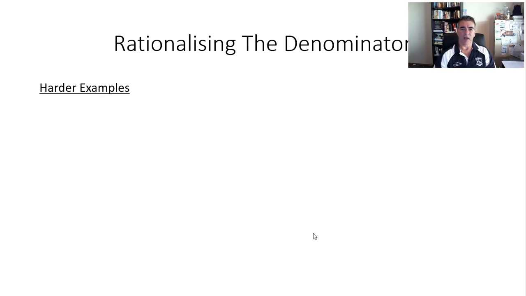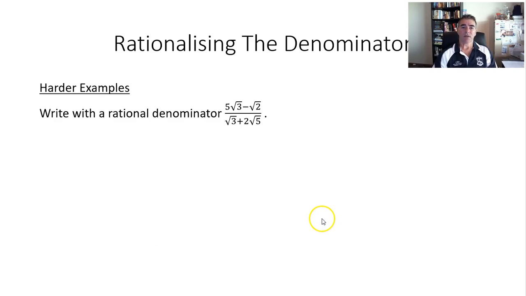So let's look at a couple of harder examples. So we want to write this expression with a rational denominator. Again, I'm not too worried about the numerator, it's the denominator I'm worried about. So let's start off with that question and multiply it by the conjugate surd of this denominator. So same terms, opposite sign.